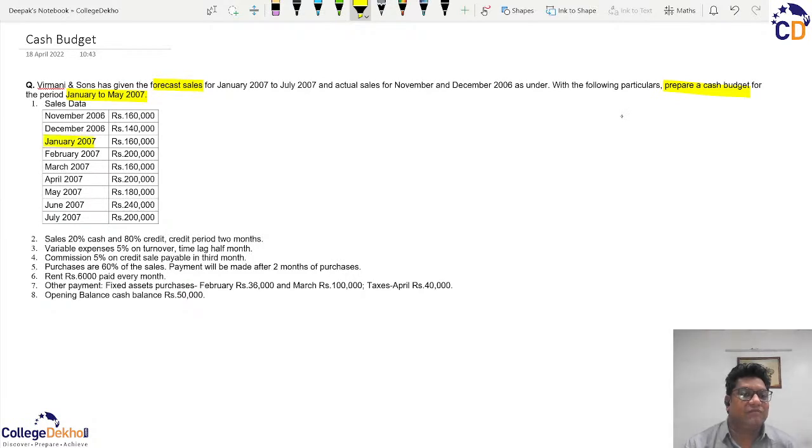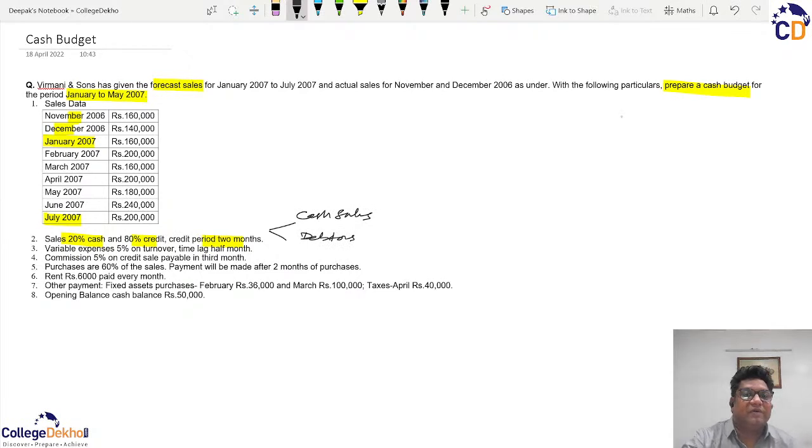These figures from January to July are all estimated, and to supplement those, there are past figures of November and December, which may support the estimation of cash. Out of the total sales data, how much is cash sales and how much is credit sales is given. And if it is on credit, the credit period is 2 months. The sales denote the revenues, but because the sales are also on credit, we will have cash sales and the collection from debtors.